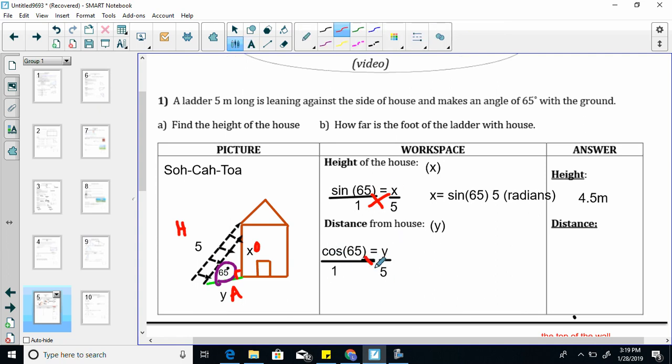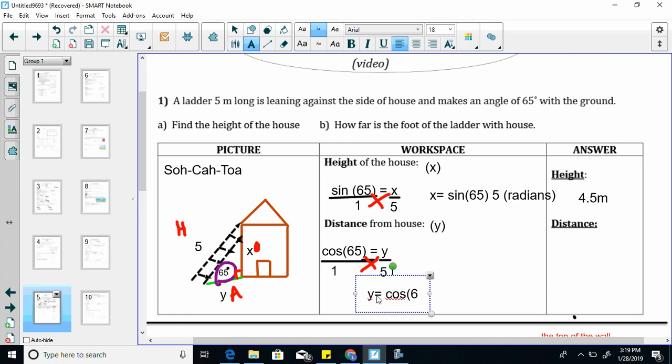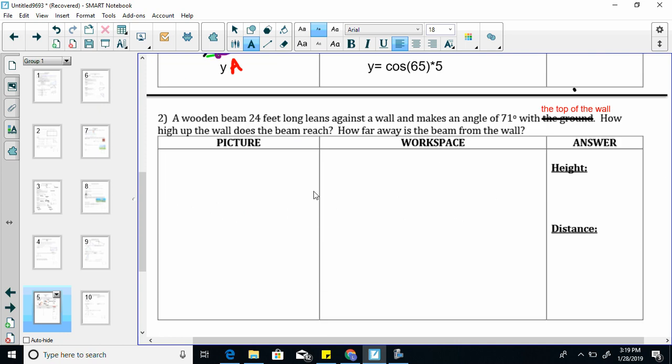Cross multiply, and I get Y equals, because Y times 1 is just Y, cosine of 65 times 5, and when I put that into my calculator or into Desmos, you should get 2.1 meters.